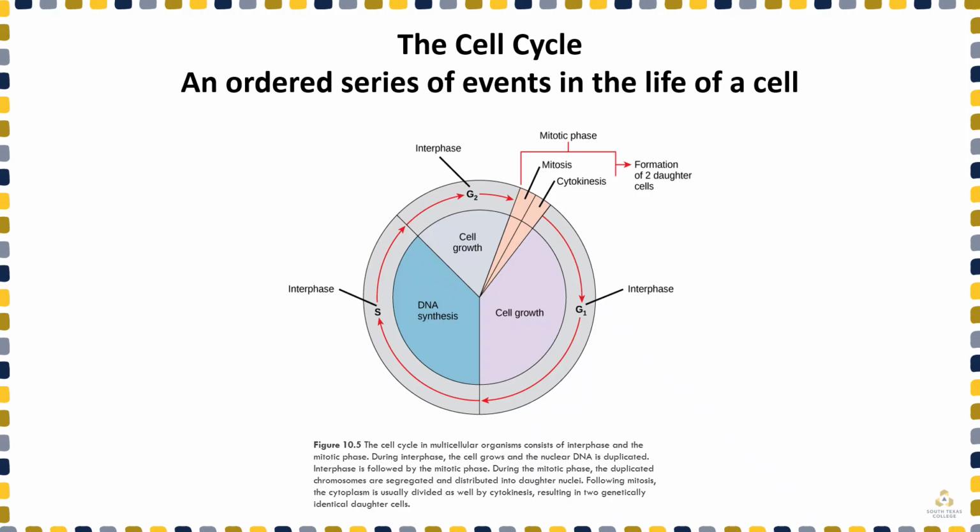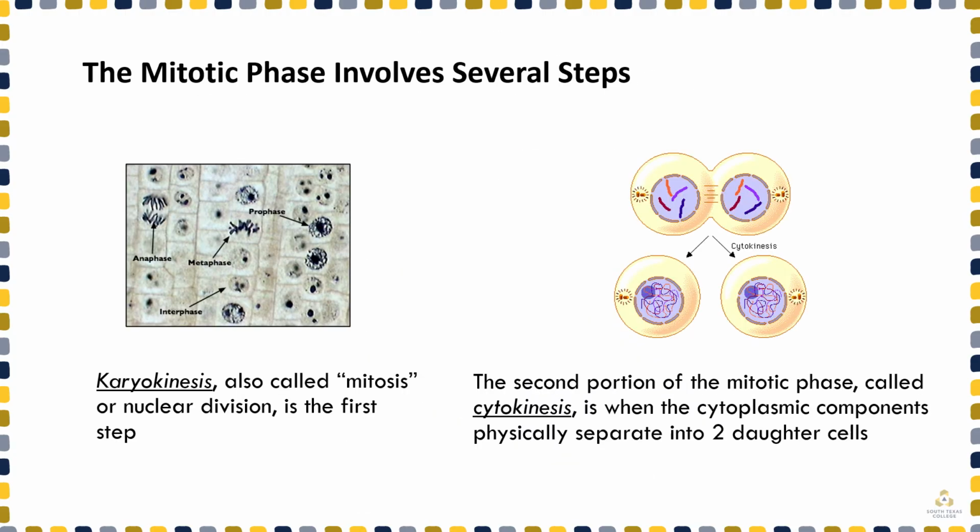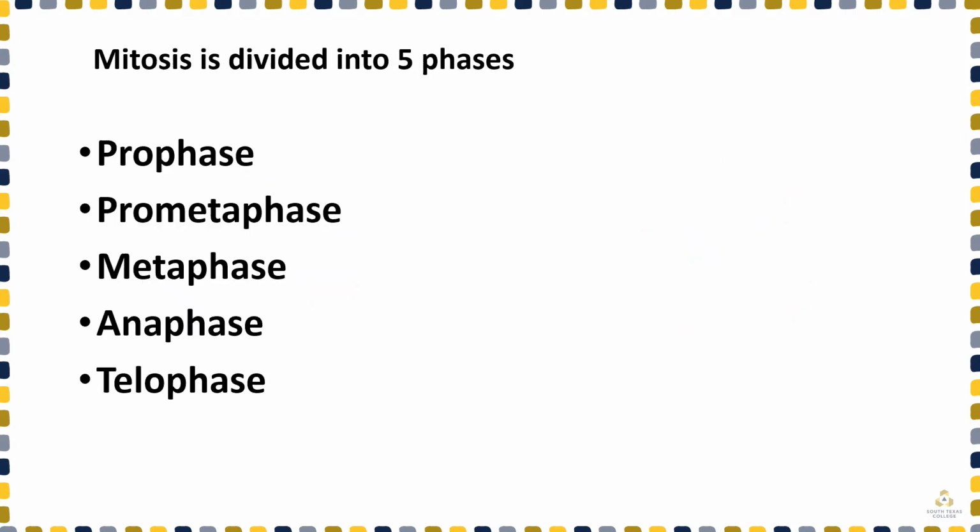In this presentation, our focus is going to be on the portion in the orange, mitosis and cytokinesis. Mitosis is sometimes called karyokinesis. It's specifically referring to division of the nucleus, which is the first step of mitosis, and then the second step is called cytokinesis, which is division of the cytoplasm into two separate daughter cells. We're going to look first at mitosis, the division of the nucleus.